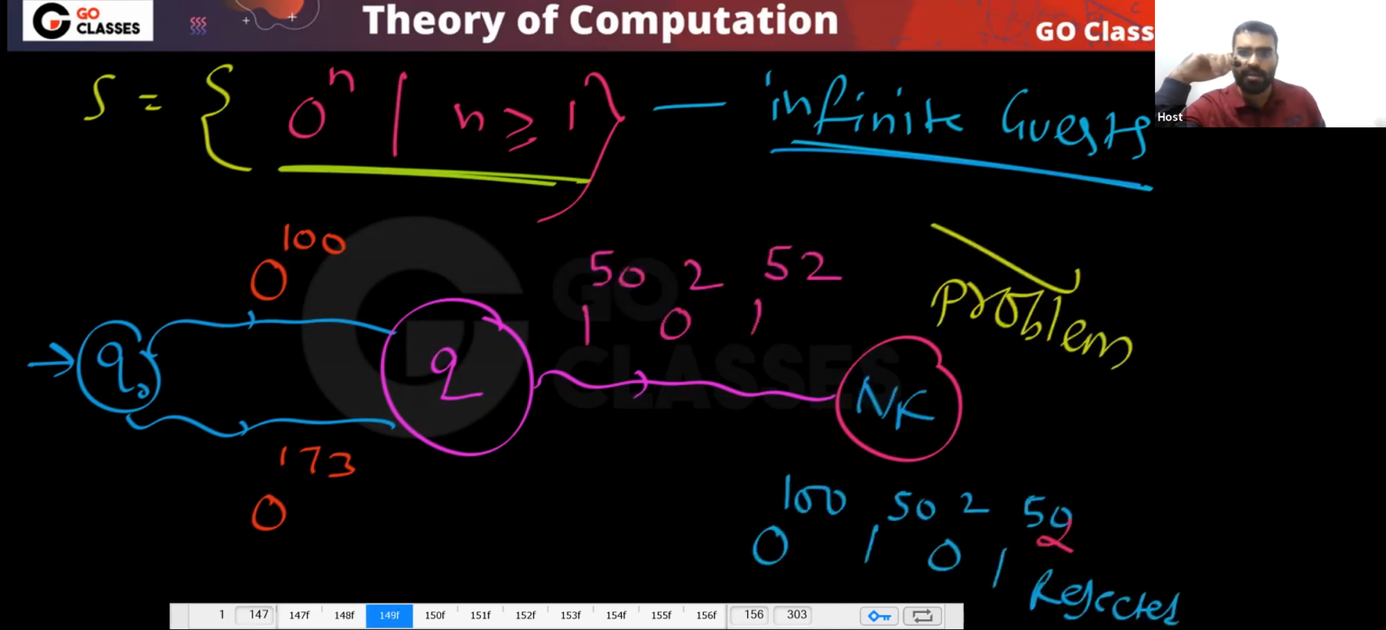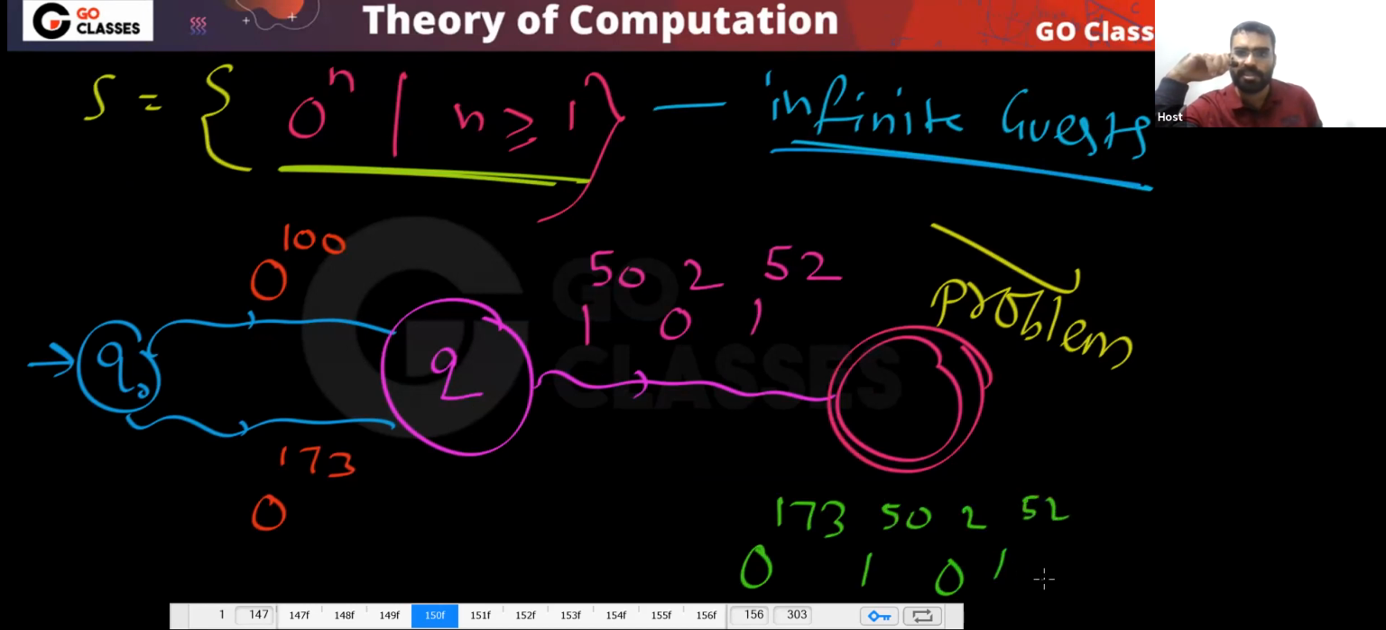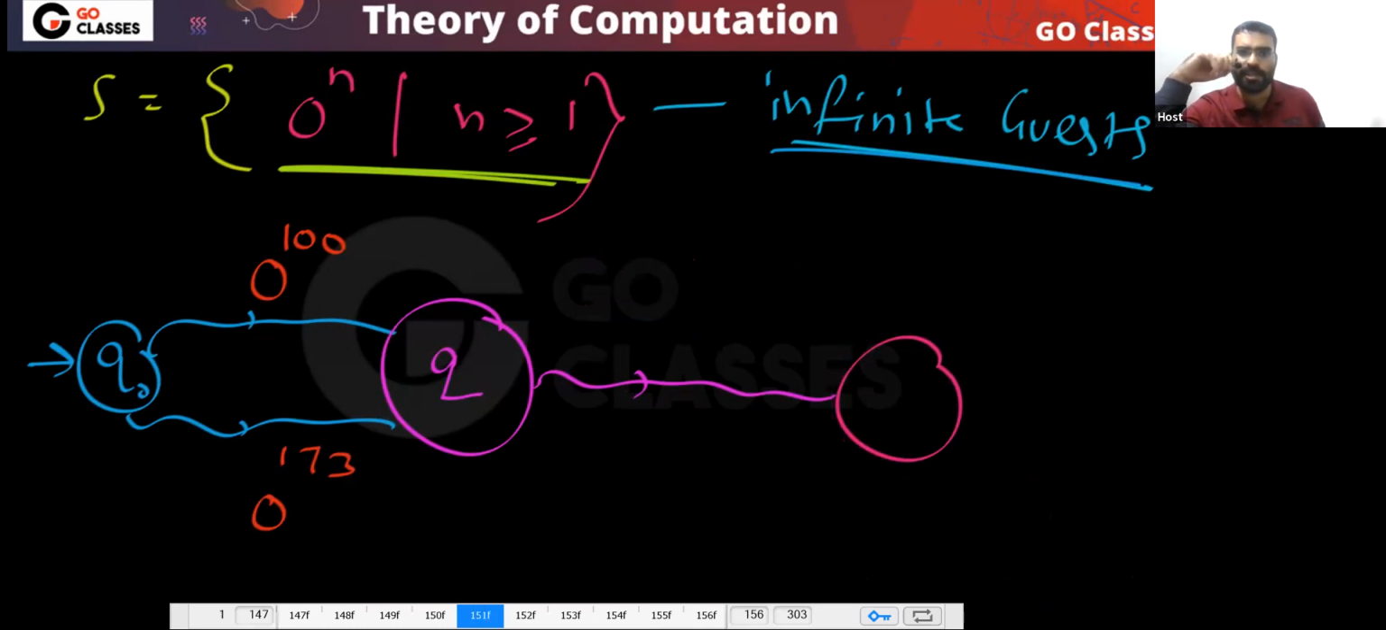And you can notice, if I make it final, there is a problem. What is the problem? This string is accepted. Should I accept this? No. So are you getting what I'm saying? So this extension will create a problem.